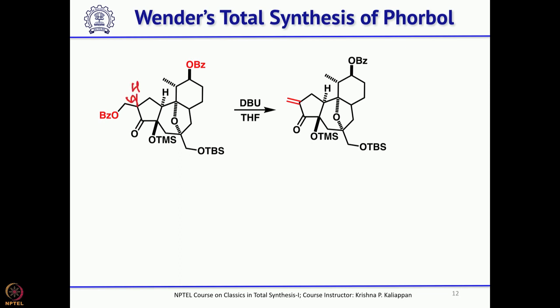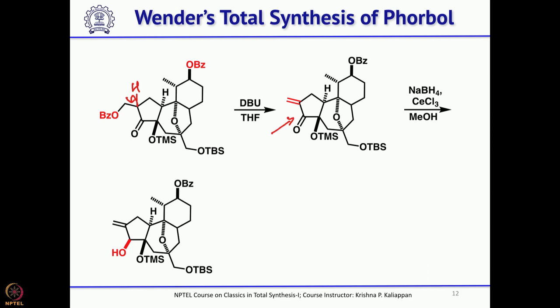This can undergo elimination to give exocyclic double bond. The exocyclic double bond, particularly when it is in conjugation with ketone, is a little unstable. So once this enone was formed, immediately it was reduced under Luche condition. Luche condition is nothing but you treat with sodium borohydride in the presence of cerium chloride. So that facilitates the 1,2 reduction. So you got the allylic alcohol.